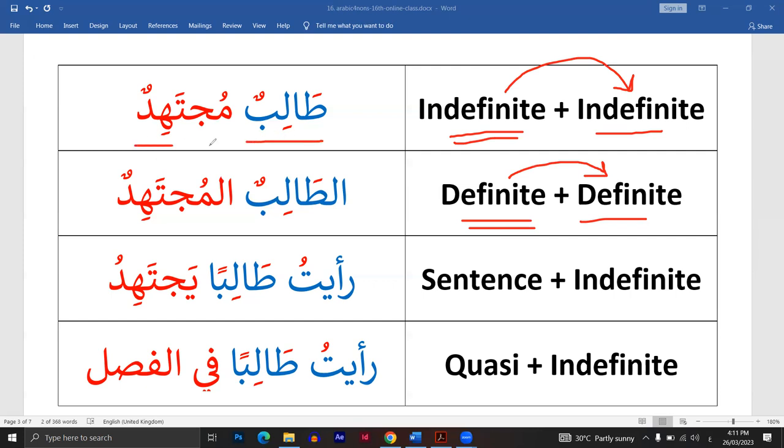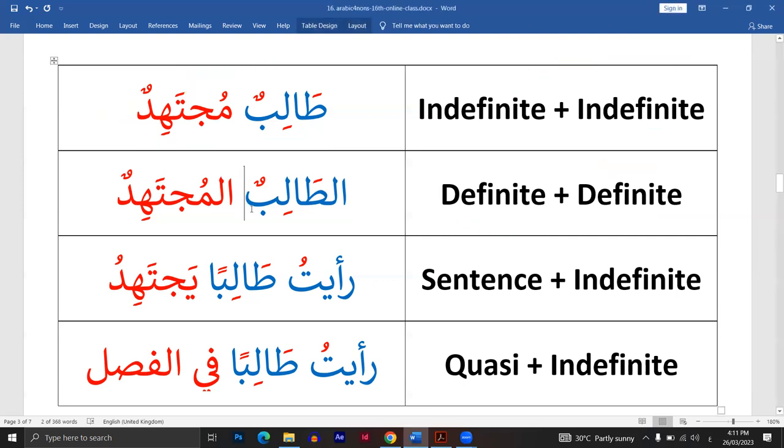Talibun, mujtahidun. We have two indefinite nouns here, and the second one is describing the first one. So the second one in red color is an adjective, and its type is single, mufrad, because it's a single word. The second example, definite plus definite. We have the same example, but I added the definite article, al. At-talibu, we have a mistake here, it is supposed to be at-talibu, al-mujtahidu. Here we have two definite nouns, and also the second one is describing the first one. So the second one in red color is an adjective.